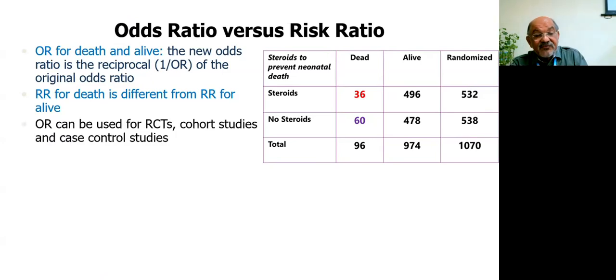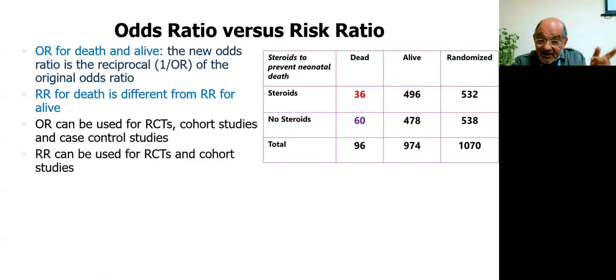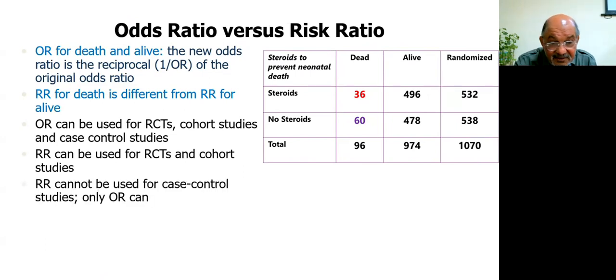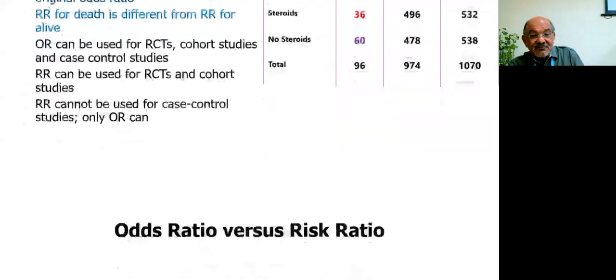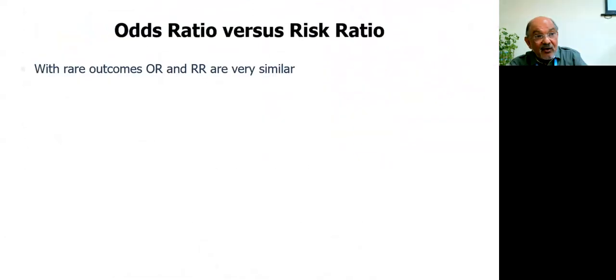Okay. Odds ratios can be used for RCTs, cohort studies, and case control studies, but you cannot use a relative risk for case control studies. You have to have a whole population, and from that you see how many people have the outcome. So we usually use a prospective design. Case control studies are taken from different populations. So you can only do odds ratios with them. You can't do a relative risk. Okay. The other thing is, with very rare outcomes, if very few people died, the OR and RR will be fairly similar.